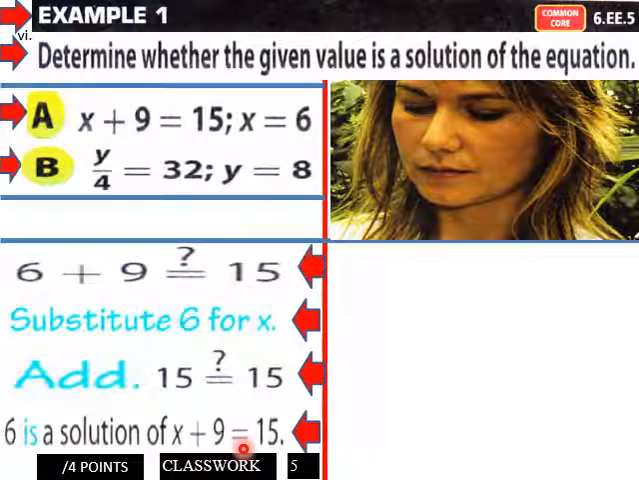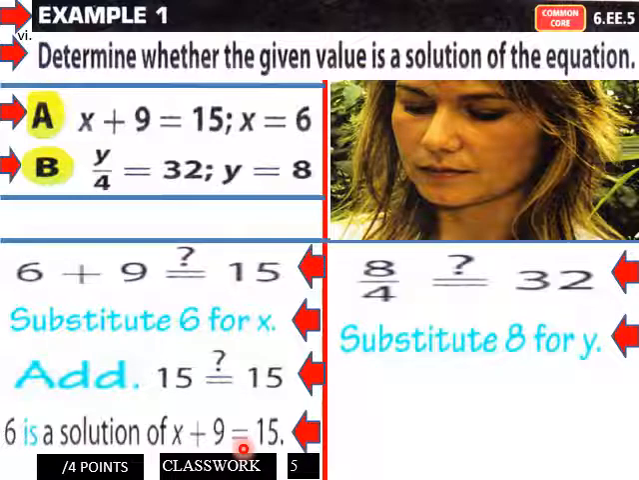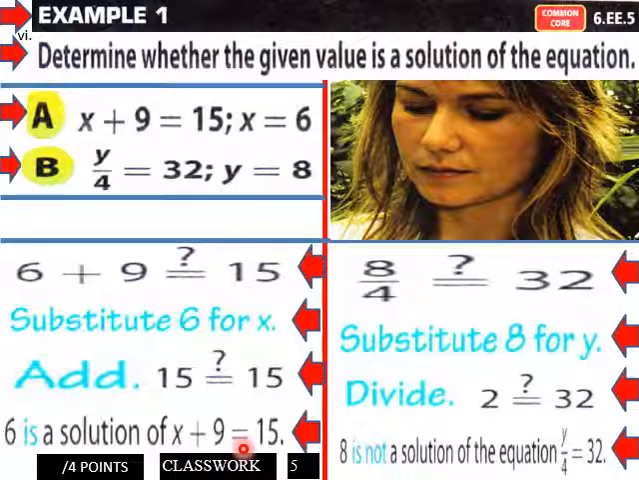B, y over 4 equals 32. y equals 8. Okay, so how will we check that? 8 over 4, does that equal 32? So substitute 8 for y. Divide. Does 2 equal 32? 8 is not a solution of this equation here.